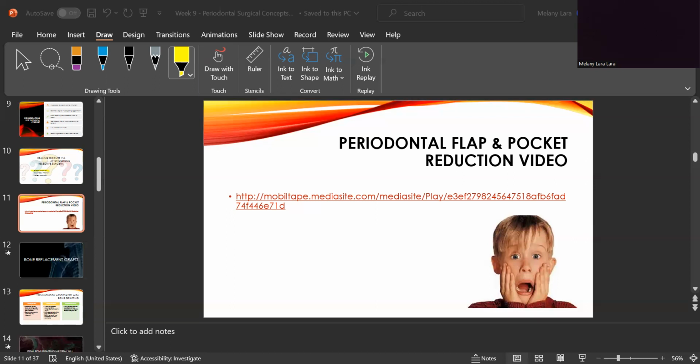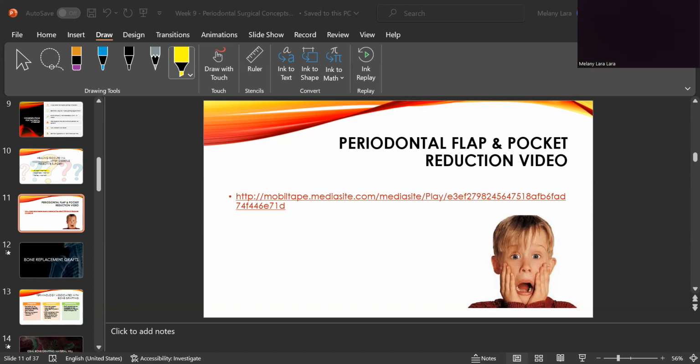When a patient who has already undergone phase 1 therapy, including scaling and root planing and oral hygiene instructions, still has deep pockets, furcation involvement, and bleeding upon probing, what do you do? What treatment options do you have to make sure that the maintenance program will be effective for the patient in the long term? One treatment option is periodontal flap and osseous resective surgery.